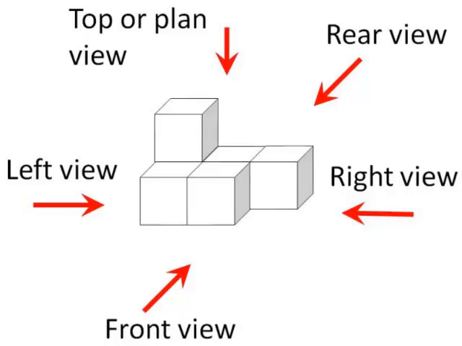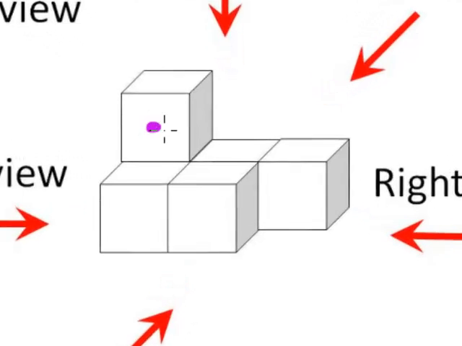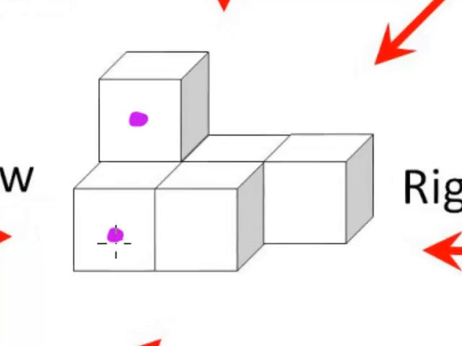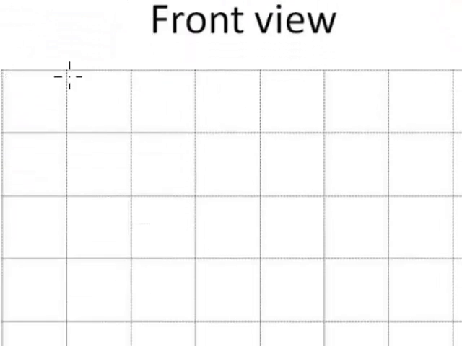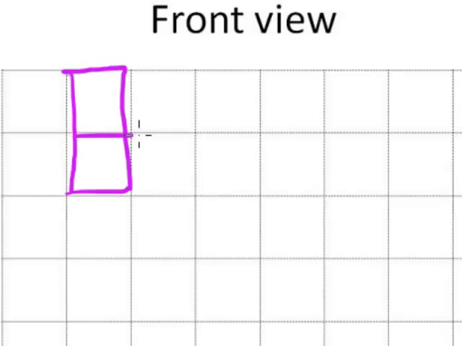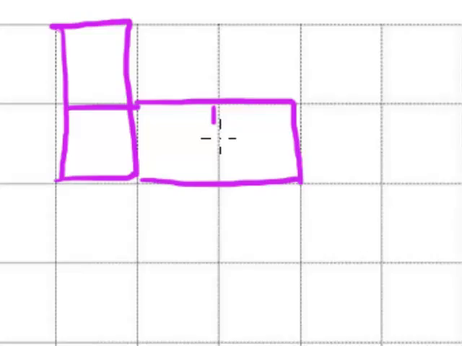Okay, so now if we have a look at the front view, what are we going to see? We're going to see this block, this block, this block, and this block, the front of those. So if we draw that, it's going to look like this. We're going to have 2 like that, and then we're going to have another 2 coming this direction. So this here is going to be our front view.